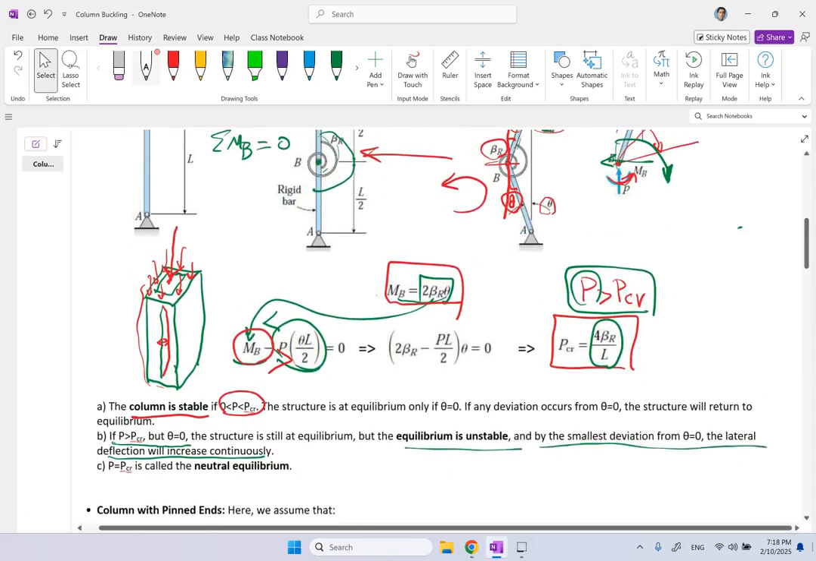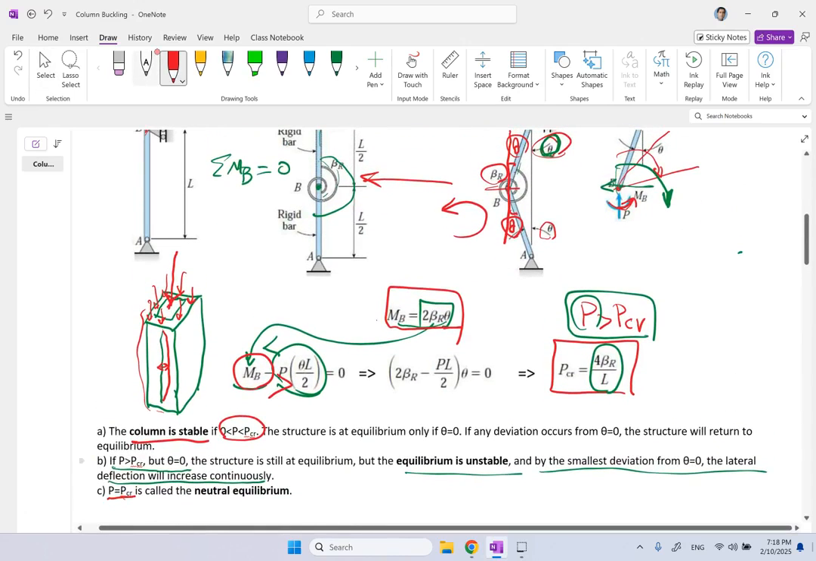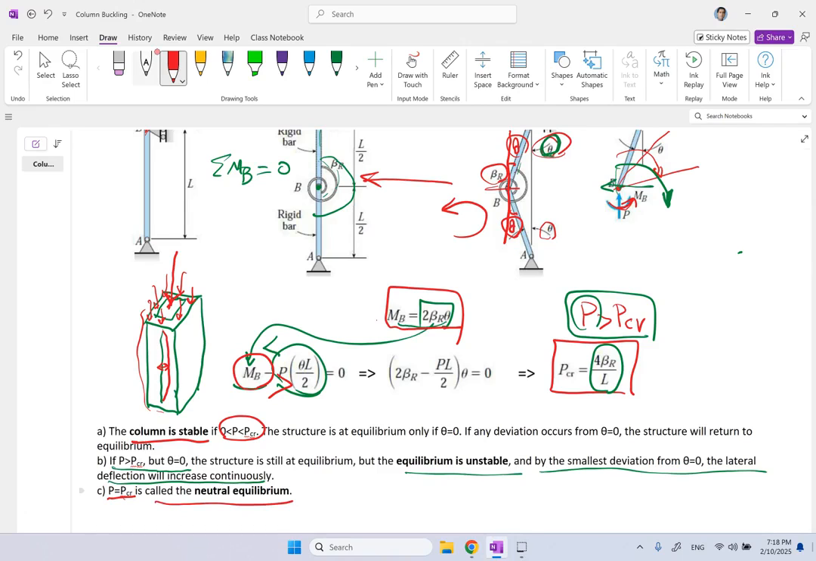And of course, if P is equal to P critical, then you are on the verge of going stable or unstable, so we call it neutral equilibrium. And the system is basically marginally stable or marginally unstable. So what we really need to find in buckling cases is this critical load. We need to make sure this thing never happens. Your P always falls below P critical. So even if there is any small deviation, it never will grow.